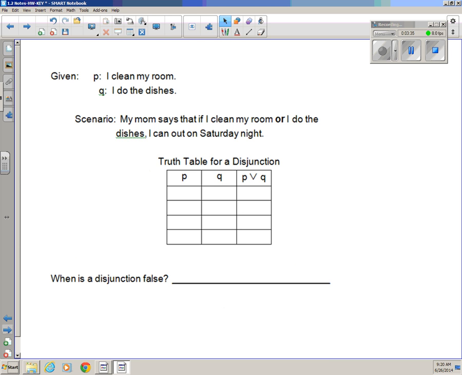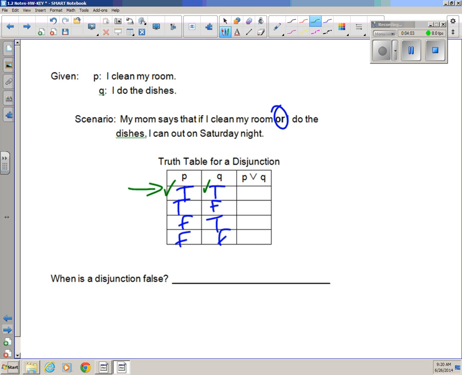Let's take a look at this next one. Given same statements, you clean your room, do the dishes, P and Q. The scenario now for a disjunction, this is the or. Mom says to you this time, okay, here's the deal. Clean your room or do the dishes. That way you can go out over the weekend. So truth tables always start the same way. TT, TF, FT, FF.